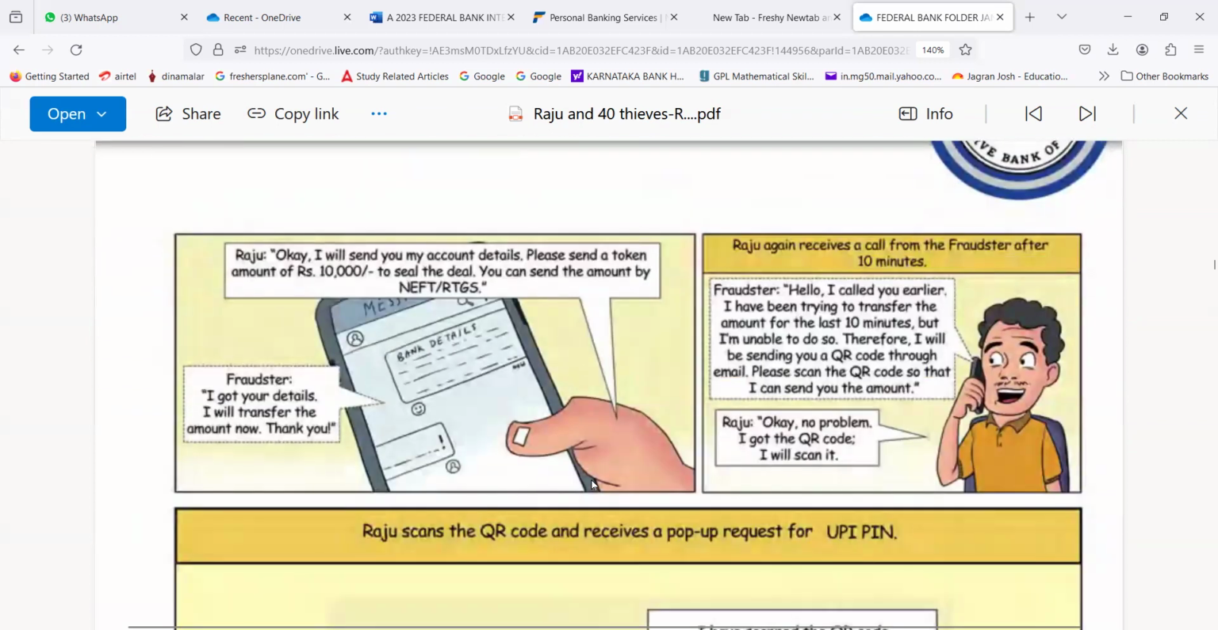Raju: Okay. I will send you my account details. Please send a token amount of ₹10,000 to seal the deal. You can send the amount by NEFT or RTGS. Fraudster: I got your details. I will transfer the amount now. Raju: Thank you. Raju again receives a call from the fraudster after 10 minutes. Fraudster: Hello, I called you earlier. I have been trying to transfer the amount for the last 10 minutes, but I am unable to do so. Therefore, I will be sending you a QR code through email. Please scan the QR code so that I can send you the amount. Raju: Okay, no problem. I got the QR code. I will scan it.